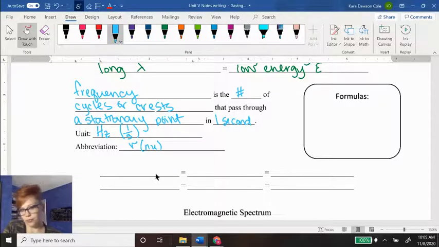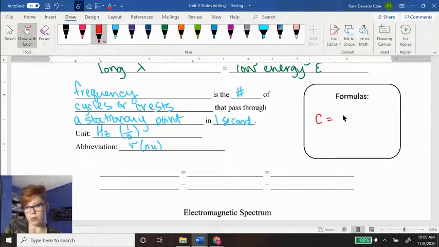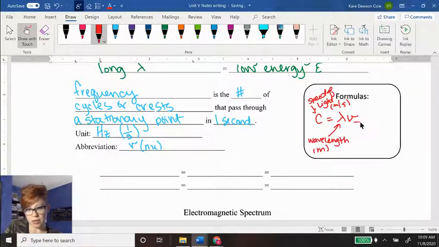So it is nu. So the formula between wavelength and frequency, to get from wavelength to frequency, you use c = λν, the speed of light equals the wavelength times the frequency. So c again is the speed of light, which is meters per second. Lambda here is the wavelength. It's measured in meters. You have to be in meters to use this. And then ν, this nu, is frequency, which is 1 over seconds. So if you take your meters times your 1 over seconds, you get meters per second.